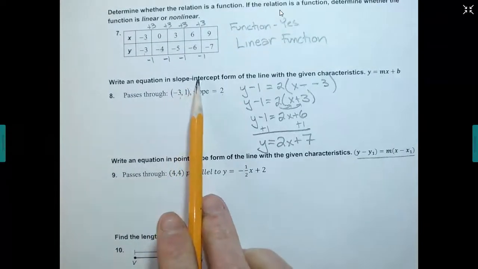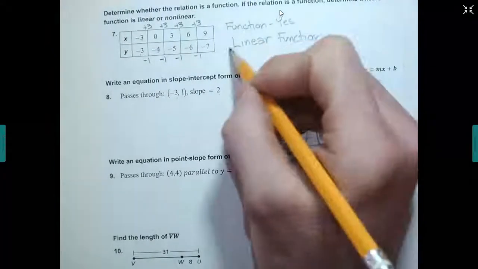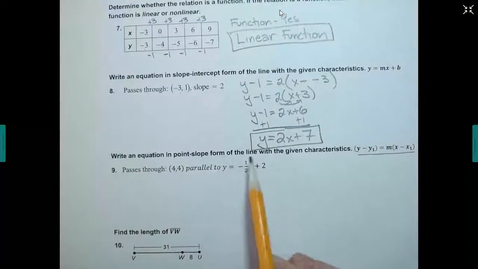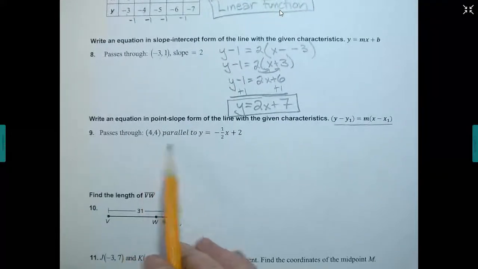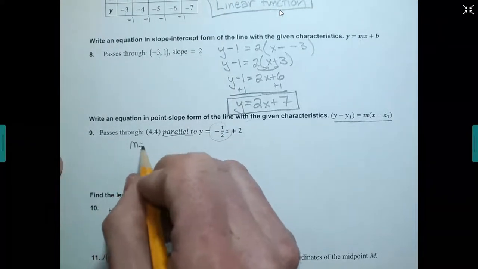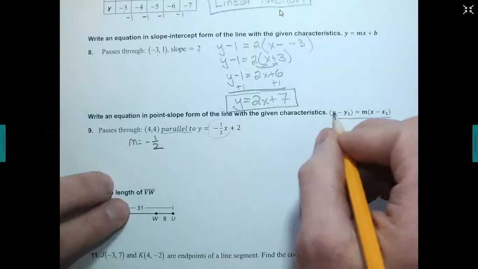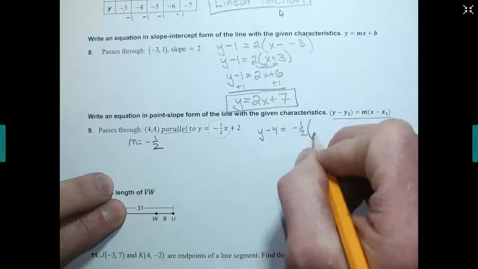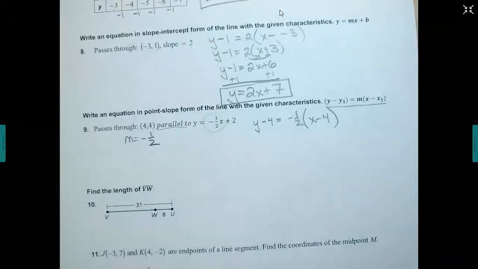Write the equation in slope-intercept form for the line with those characteristics. Write an equation in point-slope form of the line with the given characteristics. So it goes through 0, 4, and it's parallel to this one. So the slope equals negative 1/2, because it's parallel, so it will have the same slope. So y minus 4 equals negative 1/2 times x minus 4. There's point-slope form.